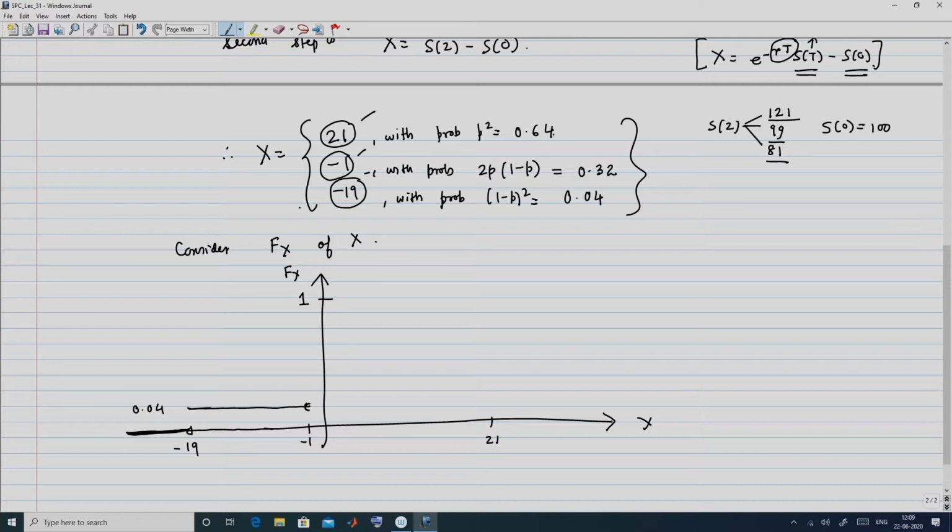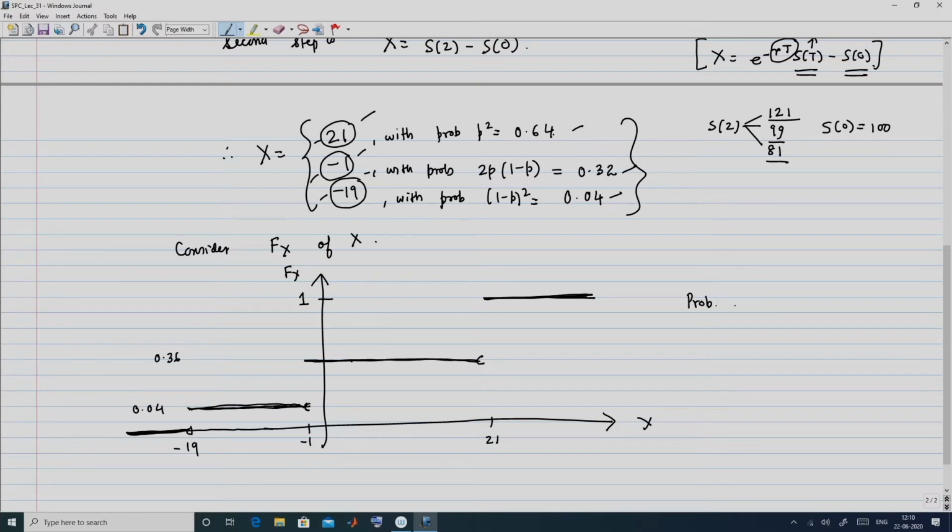Now, at minus 1 the cumulative probability is going to be 0.04 plus 0.32. So, that is going to be 0.36, and this is the probability at minus 1, and this is the probability that will last till 21. And when you reach 21, then the total probability is going to be 1. So, the graph will look something like this. This means that up to less than minus 19 the cumulative probability is 0. From minus 19 but less than minus 1 the cumulative probability is 0.04. From minus 1 but less than 21 the cumulative probability is 0.36, and from 21 onwards the cumulative probability is going to be equal to 1.